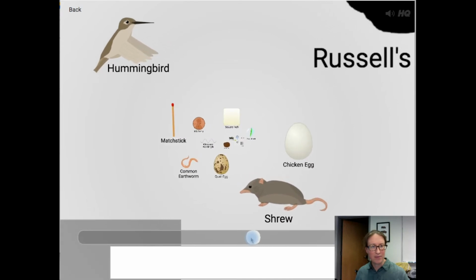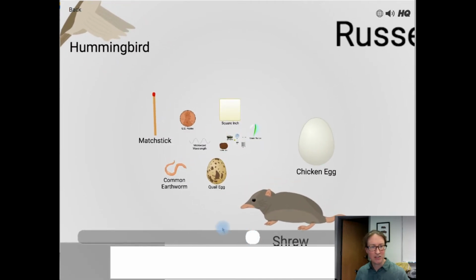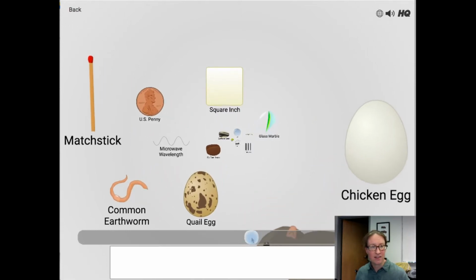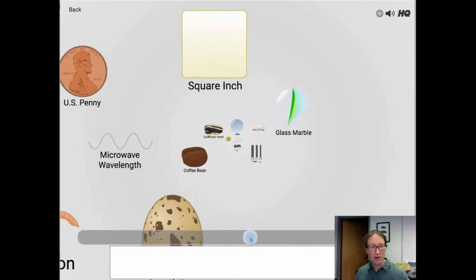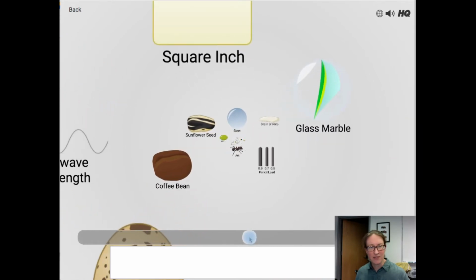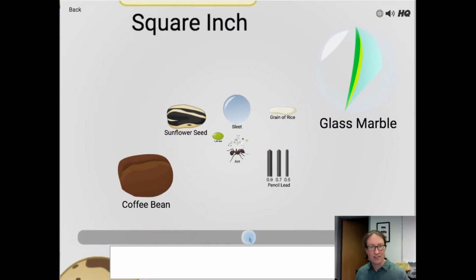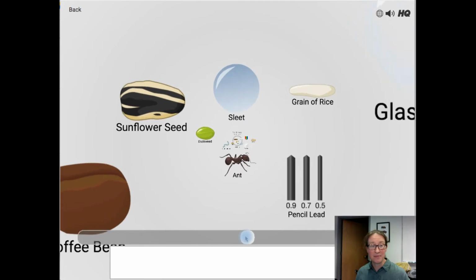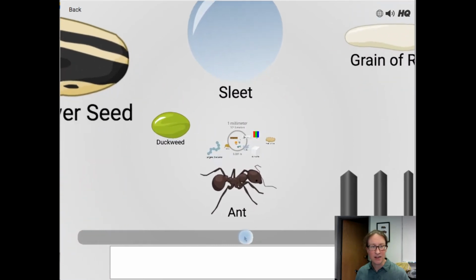some other familiar objects, so hummingbird, matchstick, earthworm, shrew, some eggs and a penny. There's the wavelength of a microwave. Coffee beans, coffee. Marble, a sunflower seed. Now we see an ant appear. There are some ants bigger than this. There's duckweed.